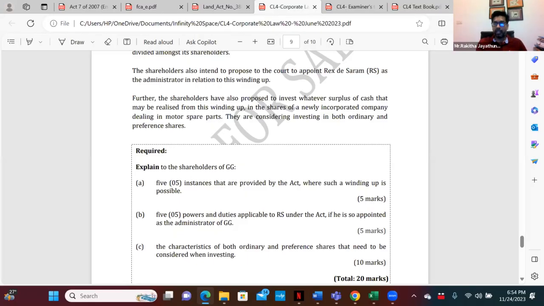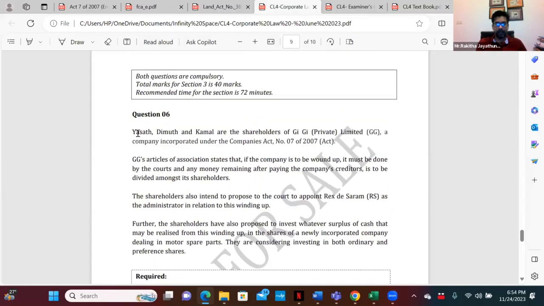Okay, now we'll read the instructions given here. Yasat, Dimut, and Kamal are the shareholders of GG Private Limited. So there are 3 shareholders. This is the company, hereafter known as GG, a company incorporated under the Companies Act number 7 of 2007, hereafter known as the Act.